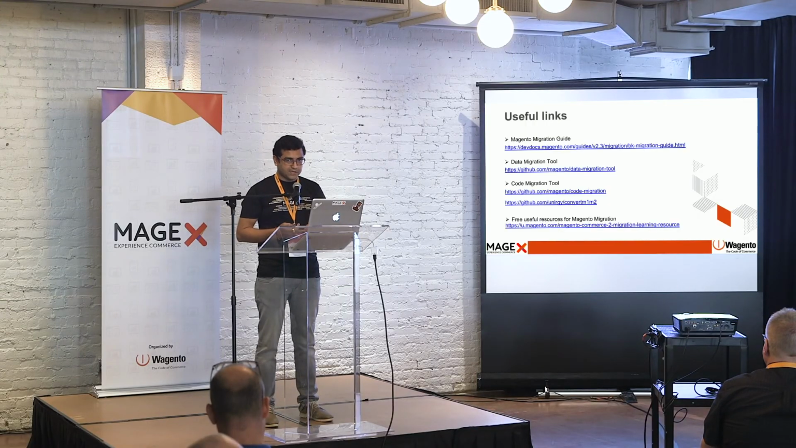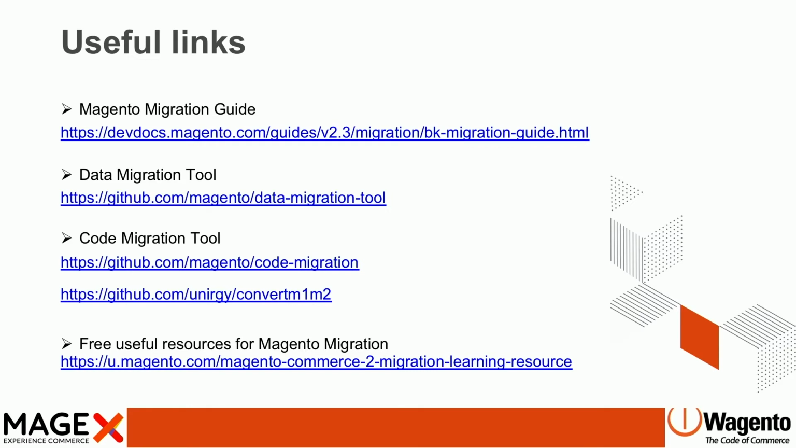I have some useful links also here. If you want a detailed guide, then in DevDocs there is a guide available. There is a data migration tool, and a code migration tool is also available. One code migration tool is from the Magento side and another from Unity; you can see Convert M1 to M2. But neither code migration tool is going to convert your complete module. You still need to verify the code. You need to add some extra files, everything you need to do.